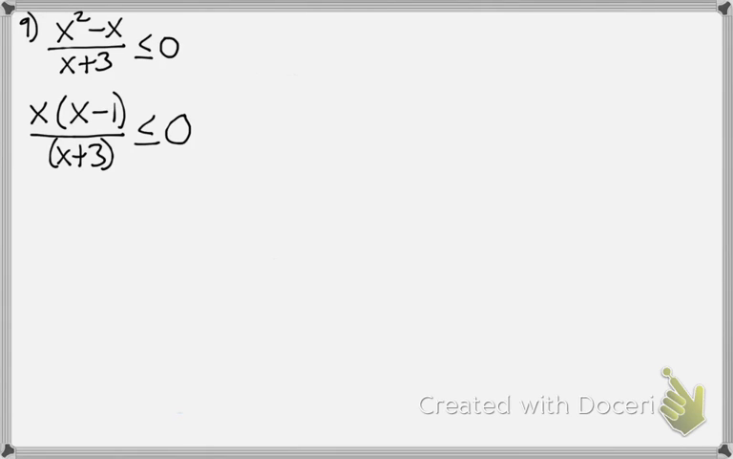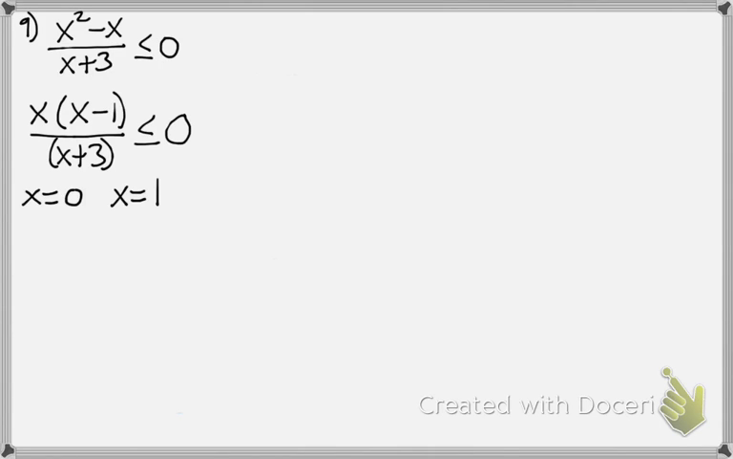So our three cutoff points are going to be, if you look at the top, we had that single x, so that's going to be x is equal to 0. We have the x minus 1, which is going to give us x is equal to 1. And we have the x plus 3, which is going to give us x is equal to negative 3. But this is going to be undefined. So we do want to include the undefined points as cutoff points.